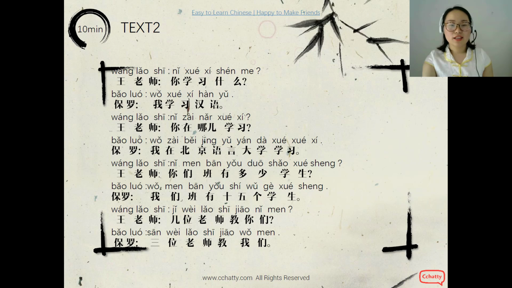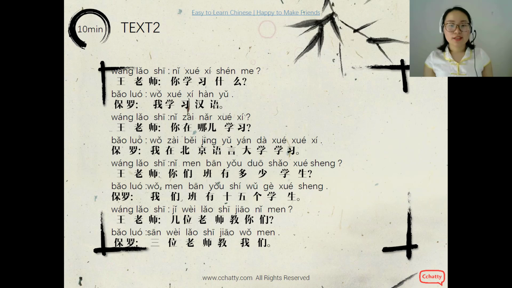So now we read the text. Okay. 王老师，你学习什么？保罗，我学习汉语。王老师，你在哪儿学习？保罗，我在北京语言大学学习。王老师，你们班有多少学生？保罗，我们班有15个学生。王老师，几位老师教你们？保罗，3位老师教我们。We read it again, and I'll translate.